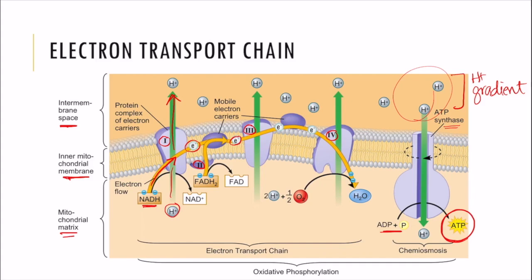This process would come to a grinding halt if at stage 4 here, when that electron showed up into complex 4, if there was no oxygen to accept that electron, ultimately making water, the electrons would be trapped within the complex, and the initial NADH would be unable to continue to dump off electrons, and this whole process would come to a halt.